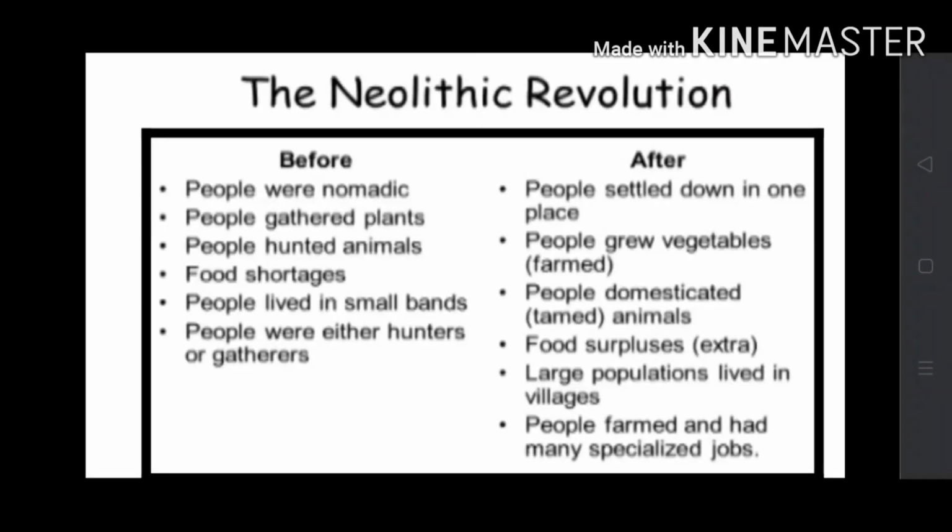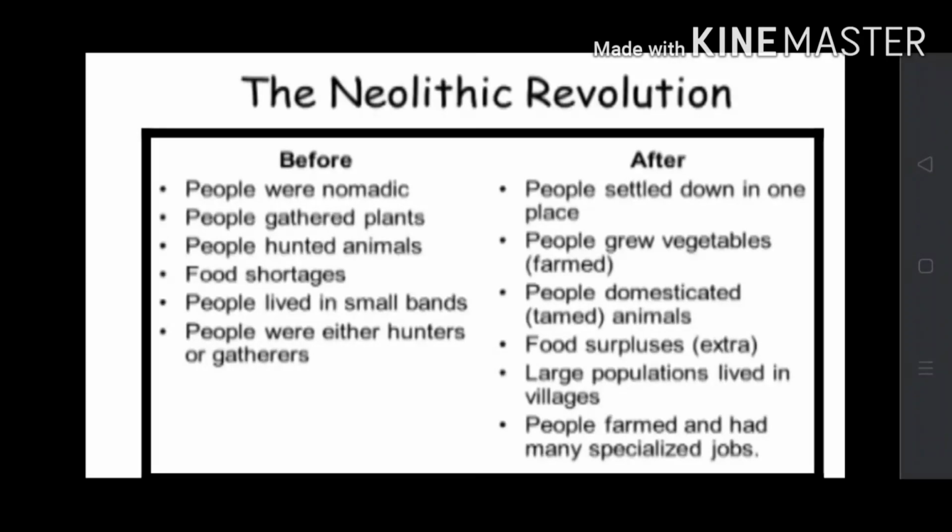Now, the situation before the Neolithic Revolution and after the Neolithic Revolution. Before Neolithic Revolution, people were nomadic. People gathered plants. People hunted animals. People used to store food. People lived in small bands. People were either hunters or gatherers.